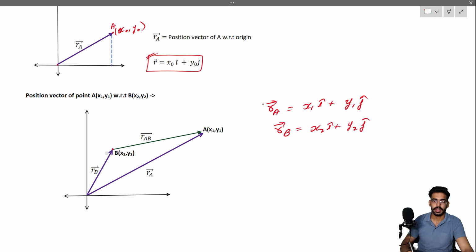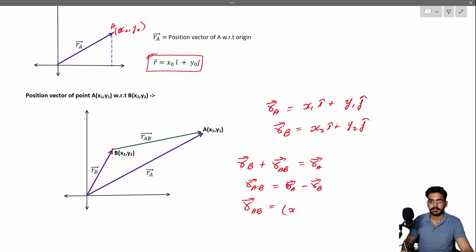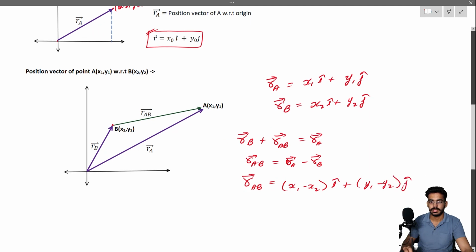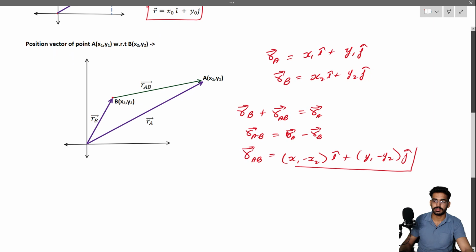If you see this triangle, what can I say here? RB vector plus RAB vector equals RA vector. So RAB vector equals RA vector minus RB vector. So RAB is equal to RA minus RB, which is x1 minus x2 i cap plus y1 minus y2 j cap. This is my position vector of A with respect to B.